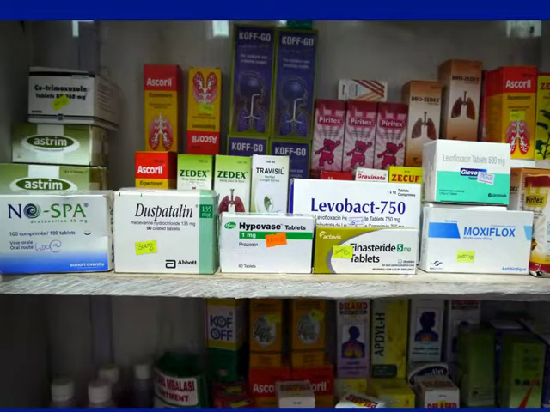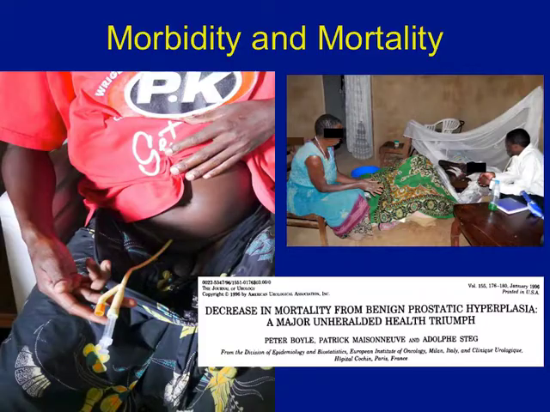So what is the rationale? Why do this study now? Well, this is a photograph taken really recently by Andrew in one of the rural pharmacies in Uganda. You'll recognize some of these drugs: finasteride, alpha blockers, antibiotics, many of the things that are familiar to us. So the world is truly becoming a smaller place, and the availability of drugs to treat outlet obstruction is becoming more widespread.